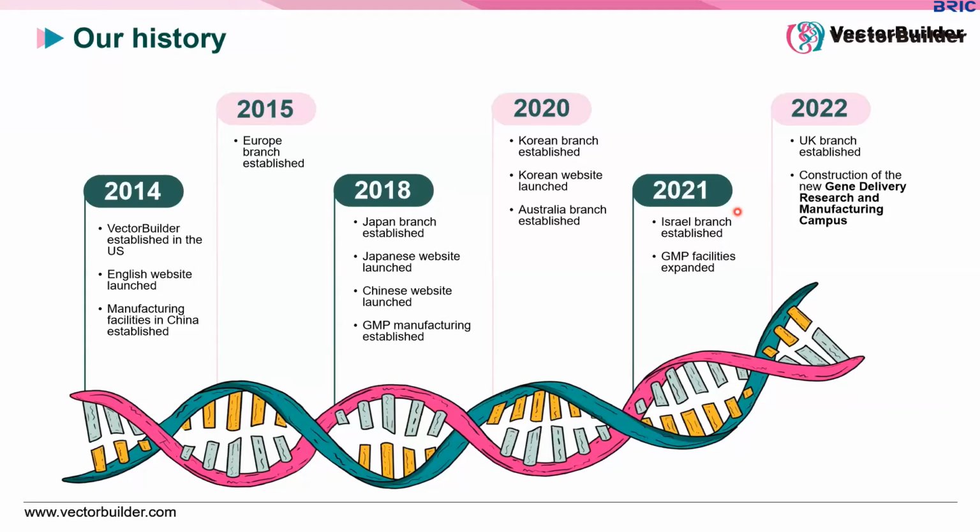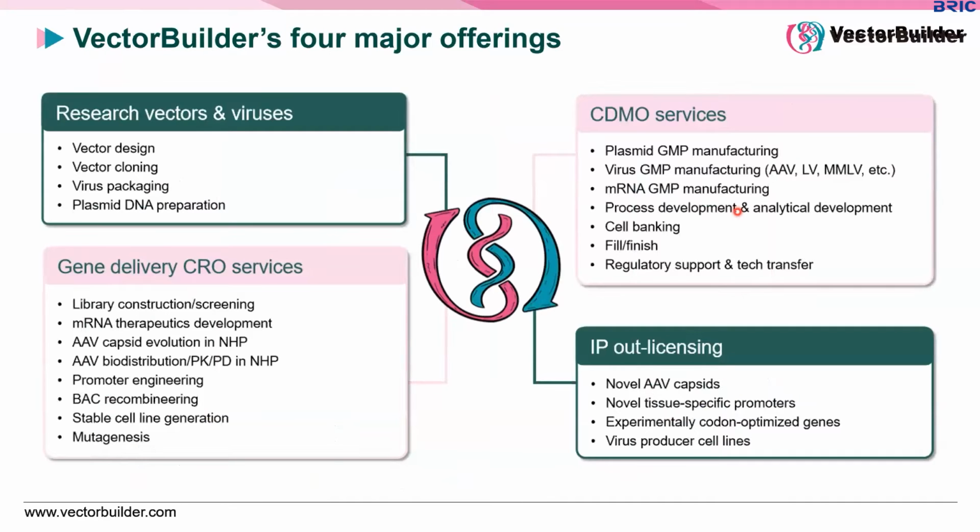And actually, last year we initiated the construction of our new gene delivery research and manufacturing campus to better serve end-to-end customers, from drug discovery, research, and development, all the way to GMP manufacturing. So these are currently our four major business segments, including research vectors and viruses, CRO services that can help optimize vectors or do screening and evolution of these vectors, CDMO services that include plasmid, viral vector, or mRNA manufacturing, and of course, IP out-licensing, as VectorBuilder is internally working on a lot of R&D projects so that hopefully we can get more new and novel capsids or promoters that we can share and sell to different customers.